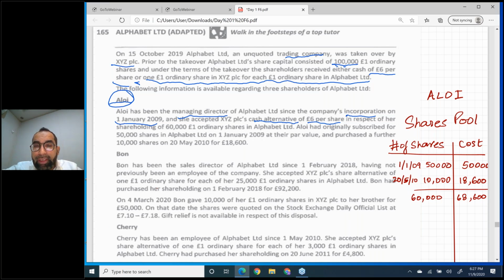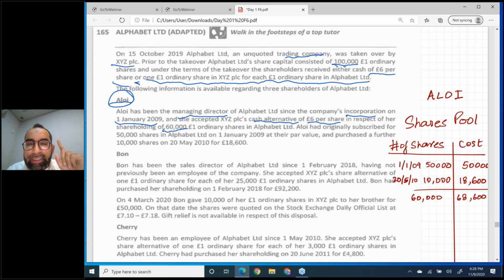This is in respect of her shareholding of 60,000 ordinary shares. The total number of shares issued by Alphabetic Limited is 100,000, and this lady had 60,000. That means holding is 60%, which is greater than 5%. So in my point of view, all conditions of entrepreneur relief are almost met.